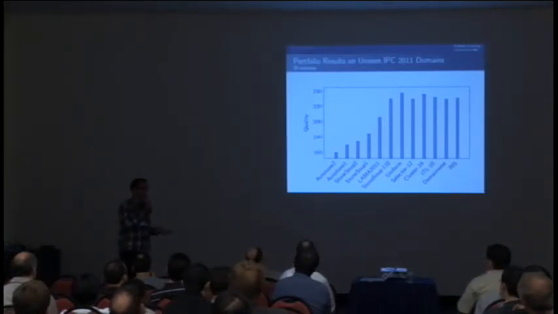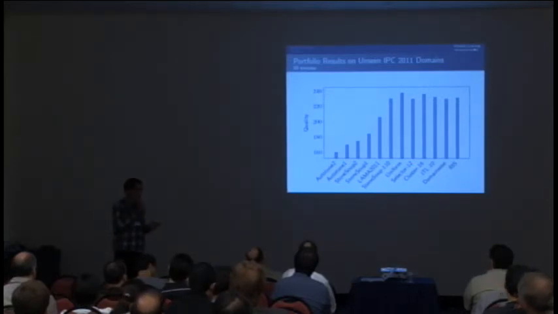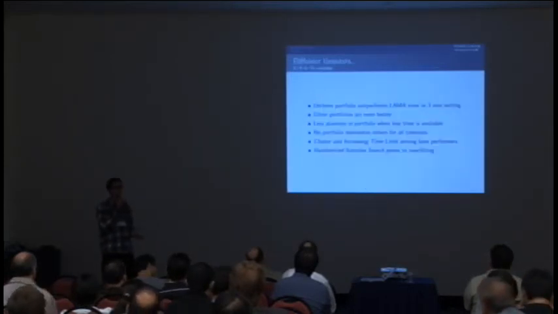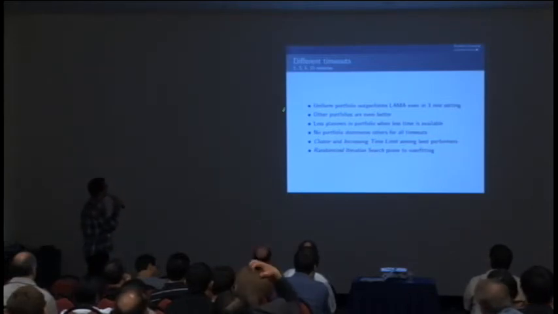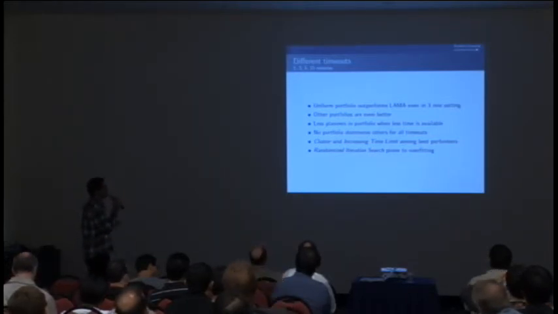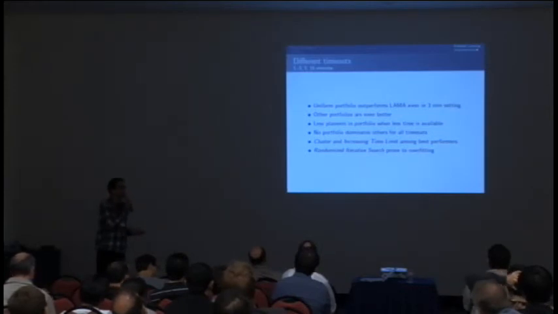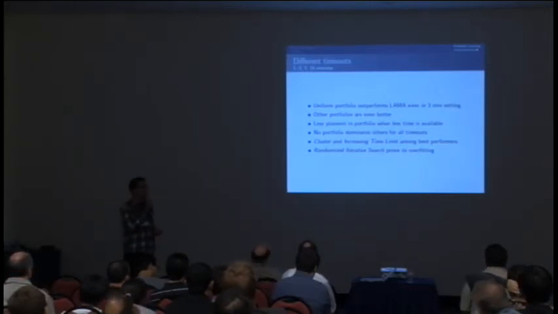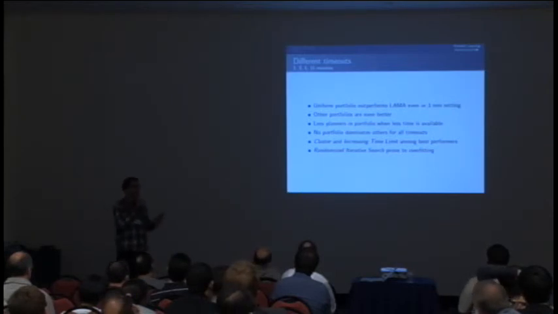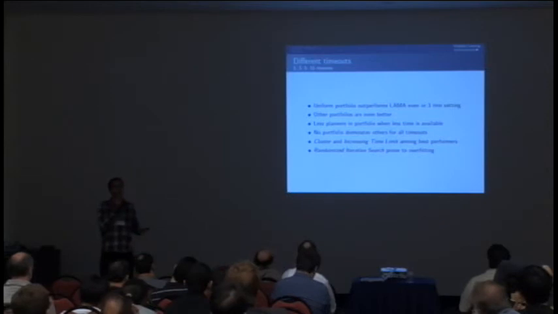The interesting question is then, does this only hold if we have enough time available? So if we have 30 minutes, maybe this is sensible, but what is happening for smaller timeouts? And we tried this for 1, 3, 5, and 15 minutes as well. And it shows that the uniform portfolio outperforms Llama even in the 3-minute setting. And the other portfolios, if they have less time, are even better than the uniform portfolio. And even if you have just 1 minute available, we are still better than Llama.